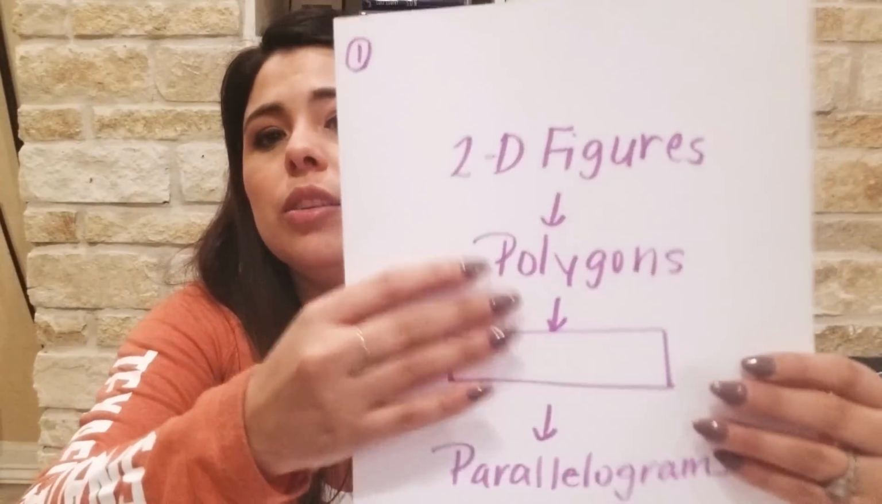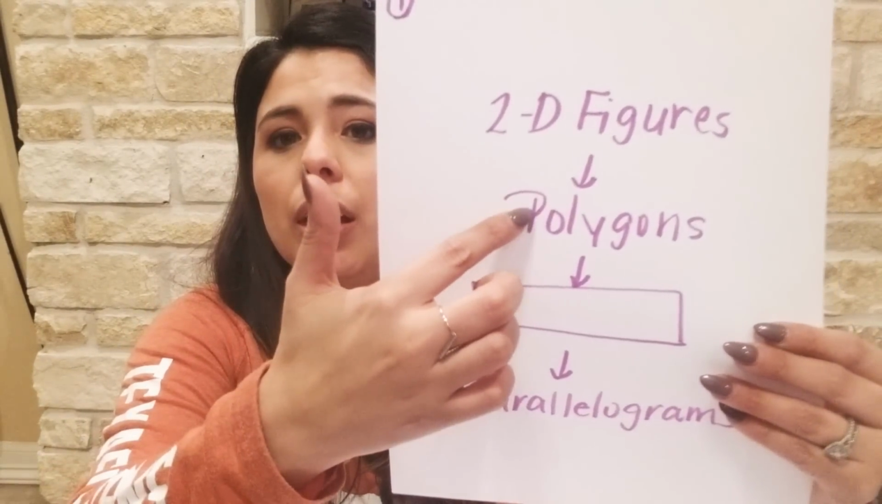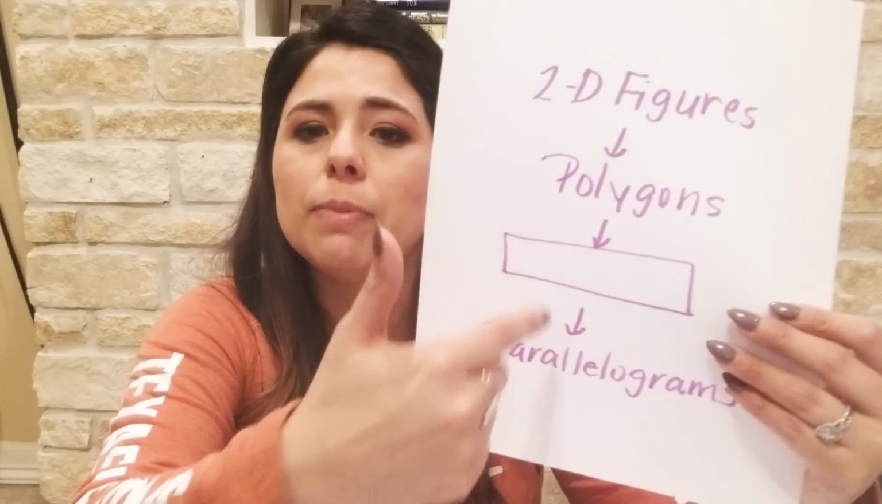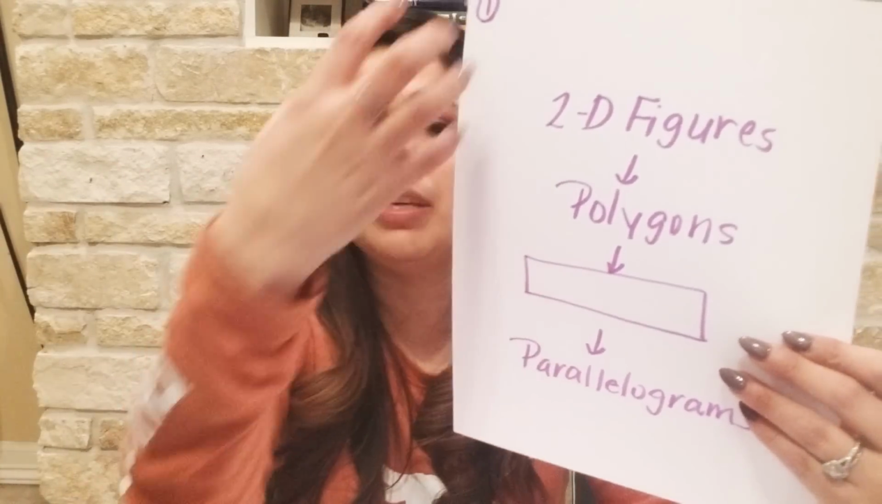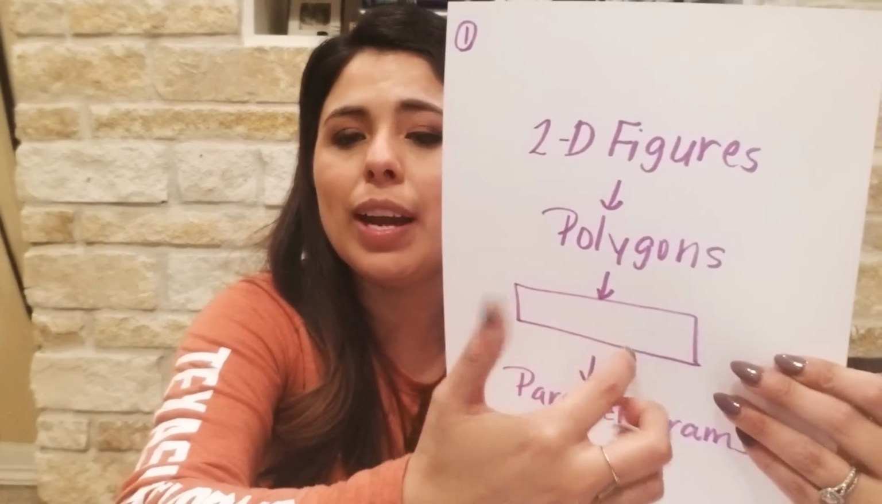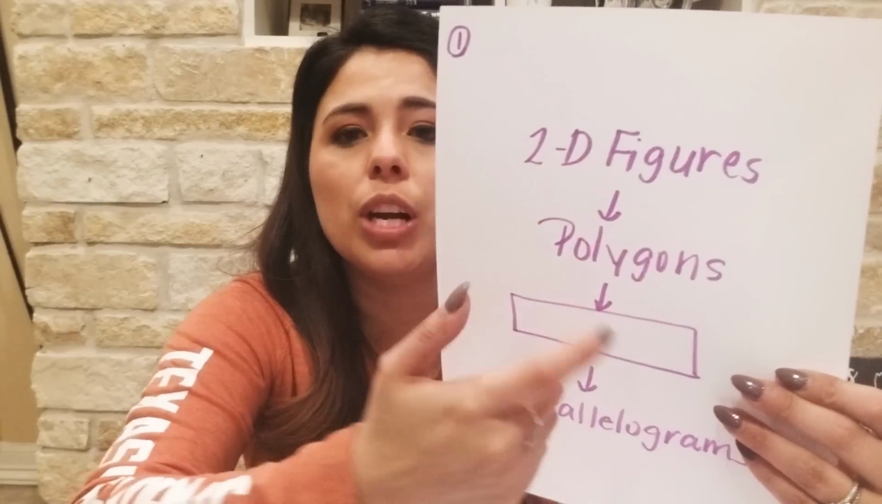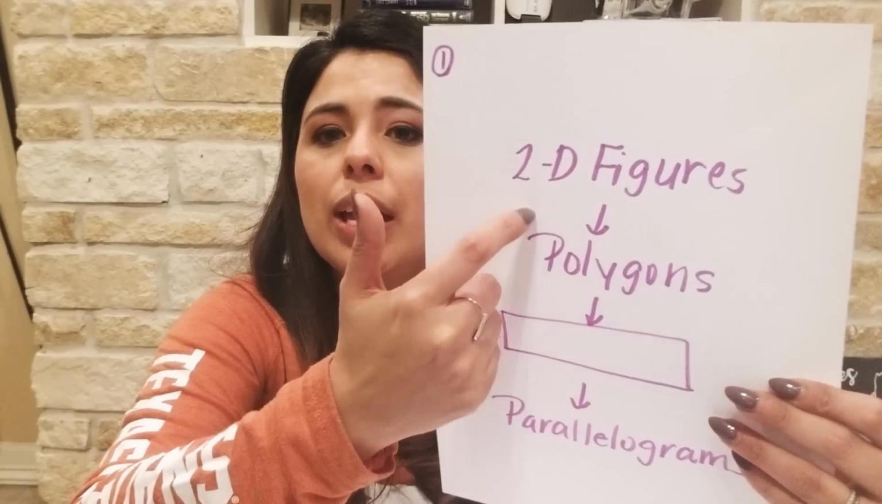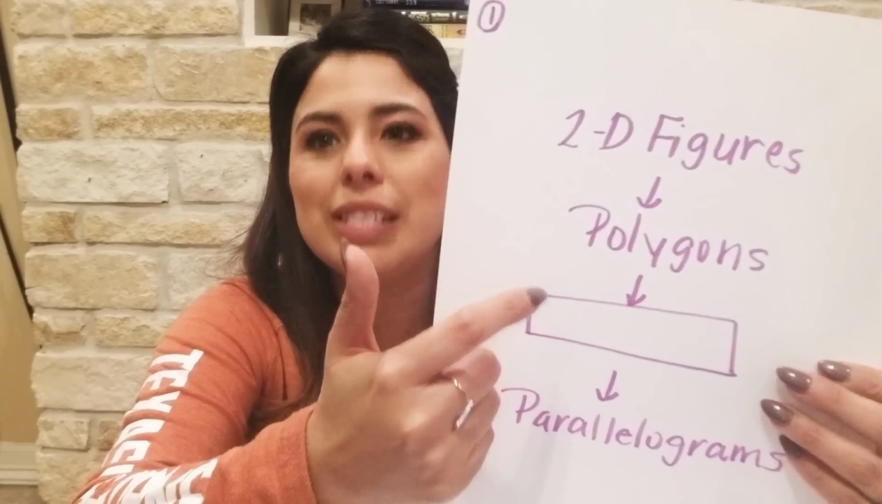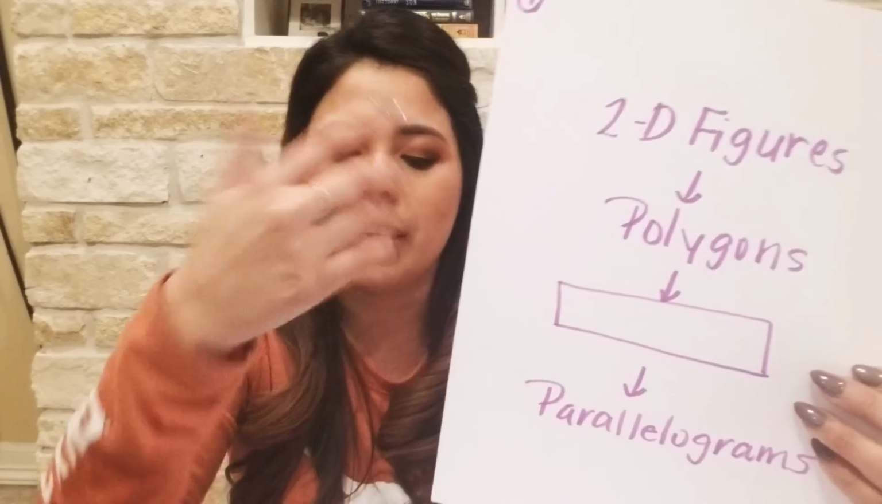So I just kind of amplified that onto this paper. You have your 2D figures, polygons, a blank space, and then parallelograms. Basically, it means that whatever goes below it has to also be what's above it. So whatever I put here has to be a polygon and a 2D figure, but it also has to be a parallelogram. Your options are hexagon, quadrilateral, trapezoids, and triangles, okay?